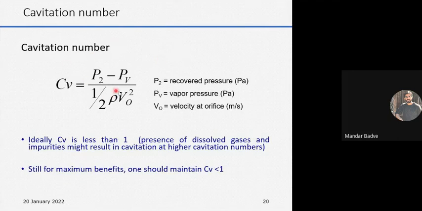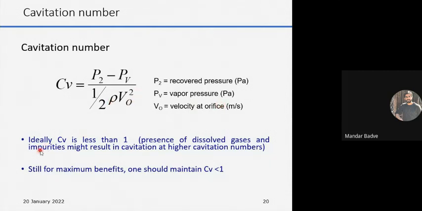This is the formula for the cavitation number. Obviously it is dimensionless. Your P2 is your recovery pressure, that is your downstream pressure. Pv is your vapor pressure, so assume that the water reaches the vapor pressure, and V0 is the velocity at the orifice. In the case of a Venturi, it will be the velocity at the Venturi throat. In the case of an orifice, it is the velocity at the orifice, right?